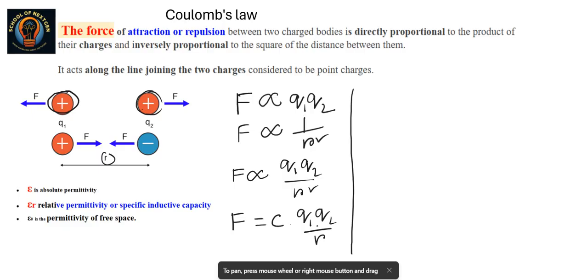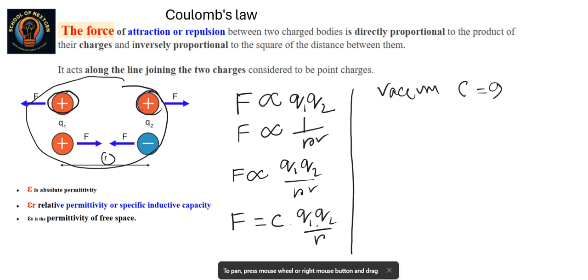If we keep these two charges within vacuum, in that case the value of c will be 9 into 10 to the power 9, and the unit will be Newton meter square per Coulomb square. C can be represented as 1 by 4 pi epsilon naught.